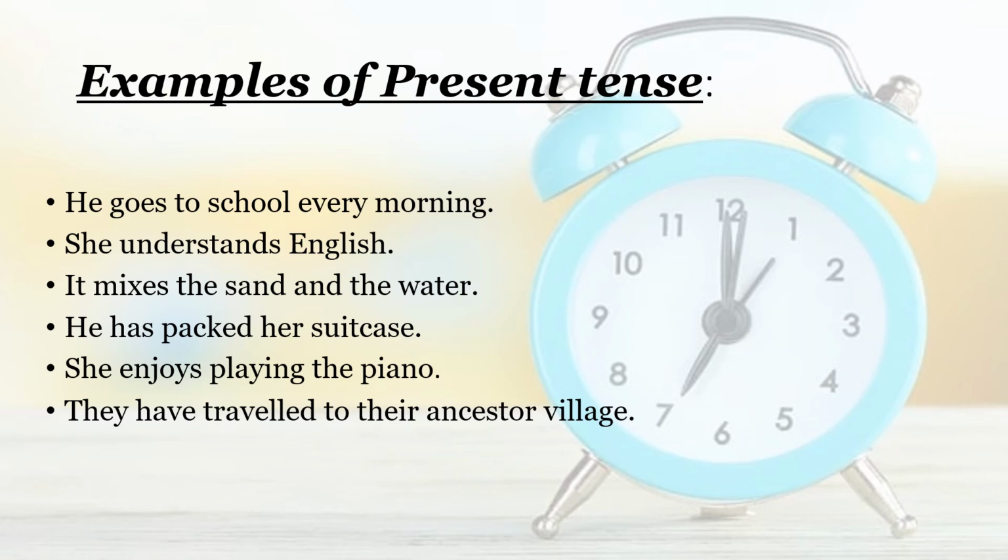She enjoys playing the piano. This is again a simple present tense because it is showing her habit. They have traveled to their ancestor village. This is showing present perfect tense, when the subject is they, or any group of people, we are assuming any group of people have traveled to their ancestor village. This is the action that has started and is still occurring, so we used present perfect tense.